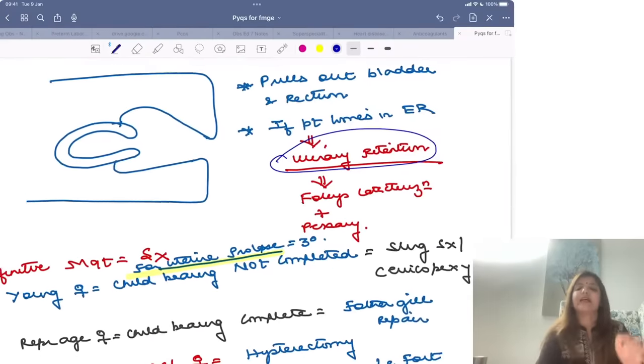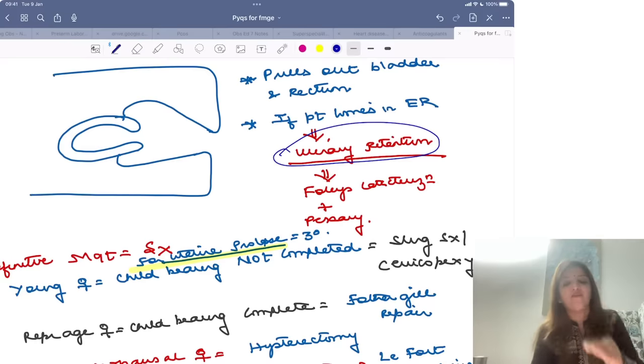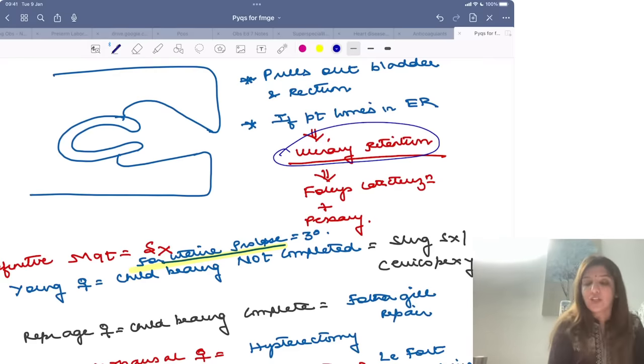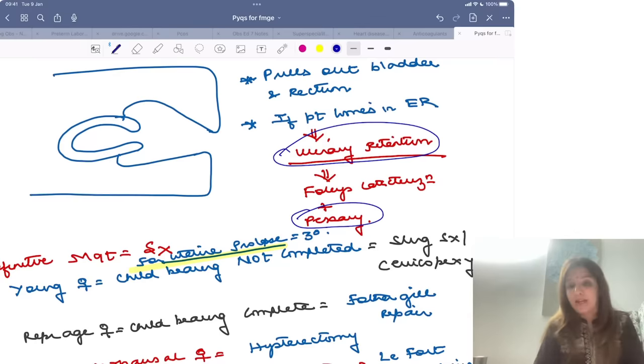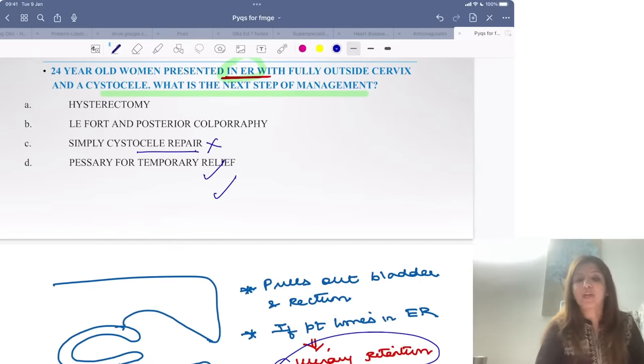The next step is that I am going to put a Foley's catheter and I am going to make her uterus go inside. Because if the uterus is inside, she will be able to pass her urine. Otherwise, every few days, until we do surgery, every time she will have urinary retention. So that she does not have urinary retention next time, this time for the urinary retention we will put a Foley's catheter. And so that further urinary retention does not happen, I want the uterus to be in a normal position. And that is why I am going to put a pessary. Right? So this is the next step in management. Foley's catheterization plus a pessary. So a pessary for temporary relief.